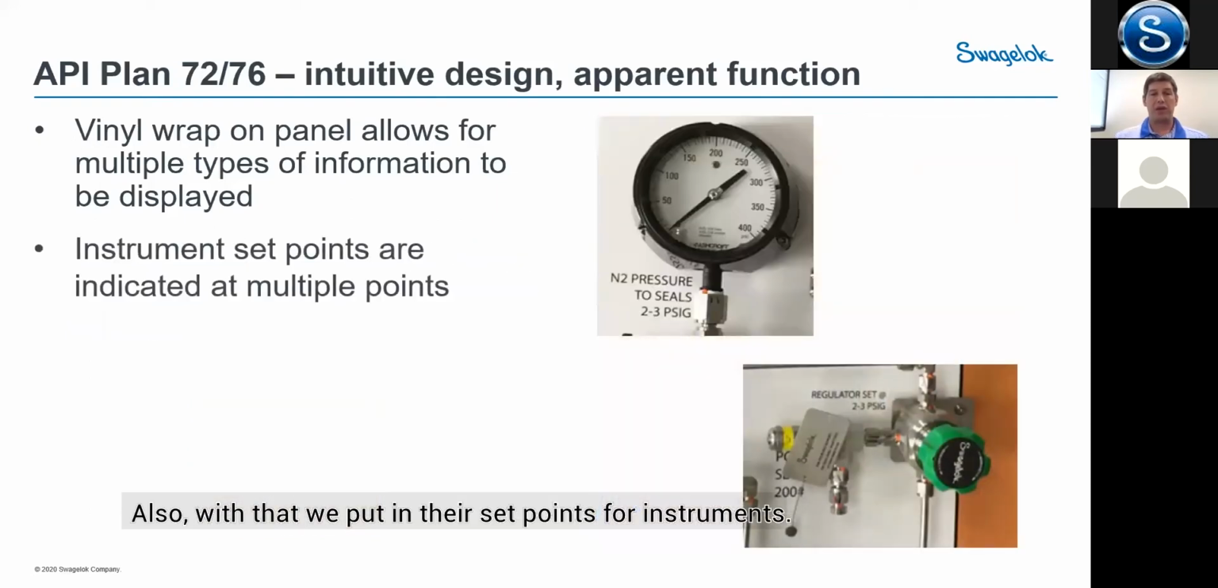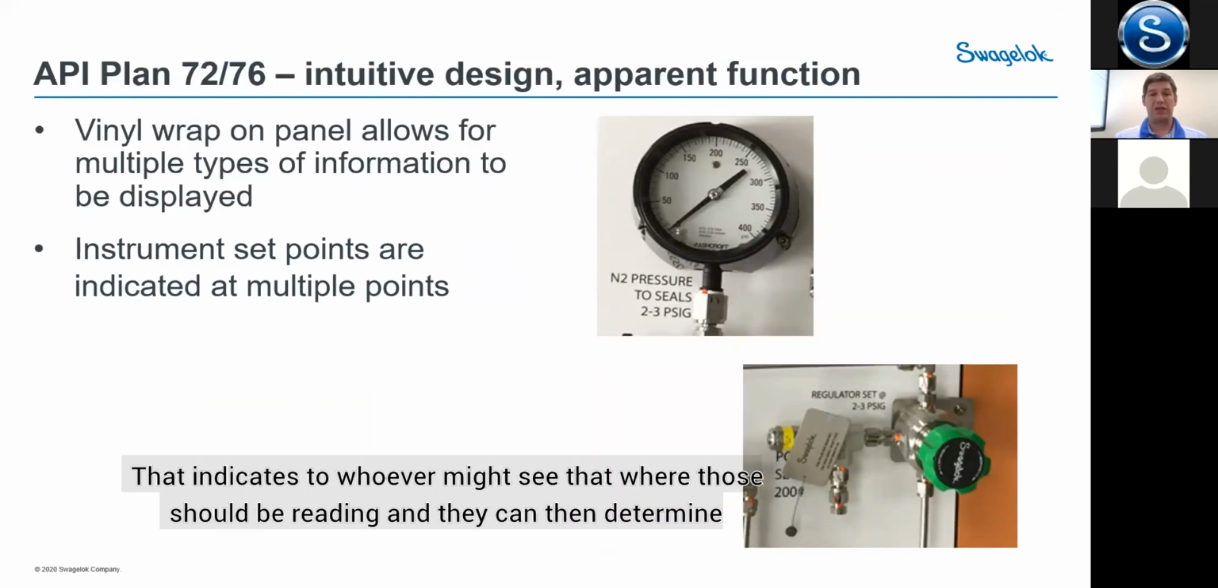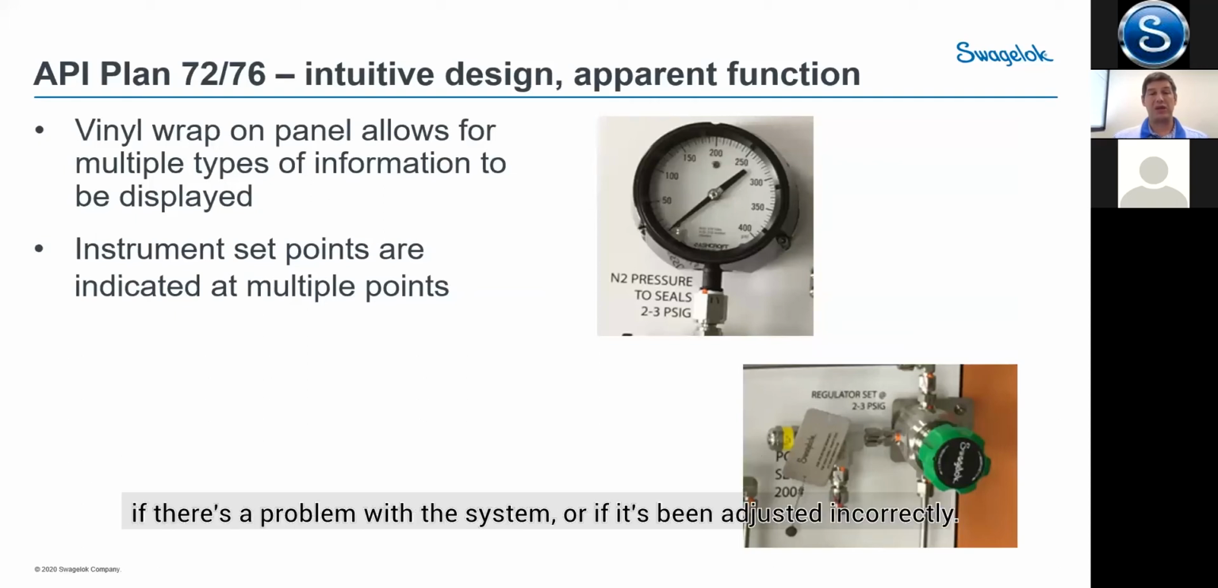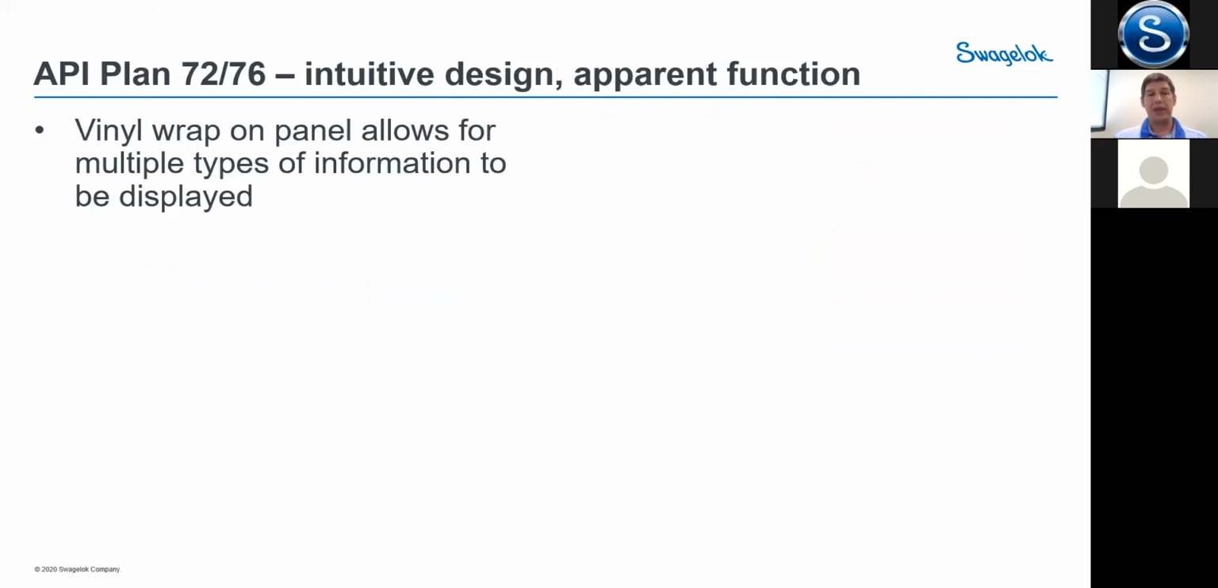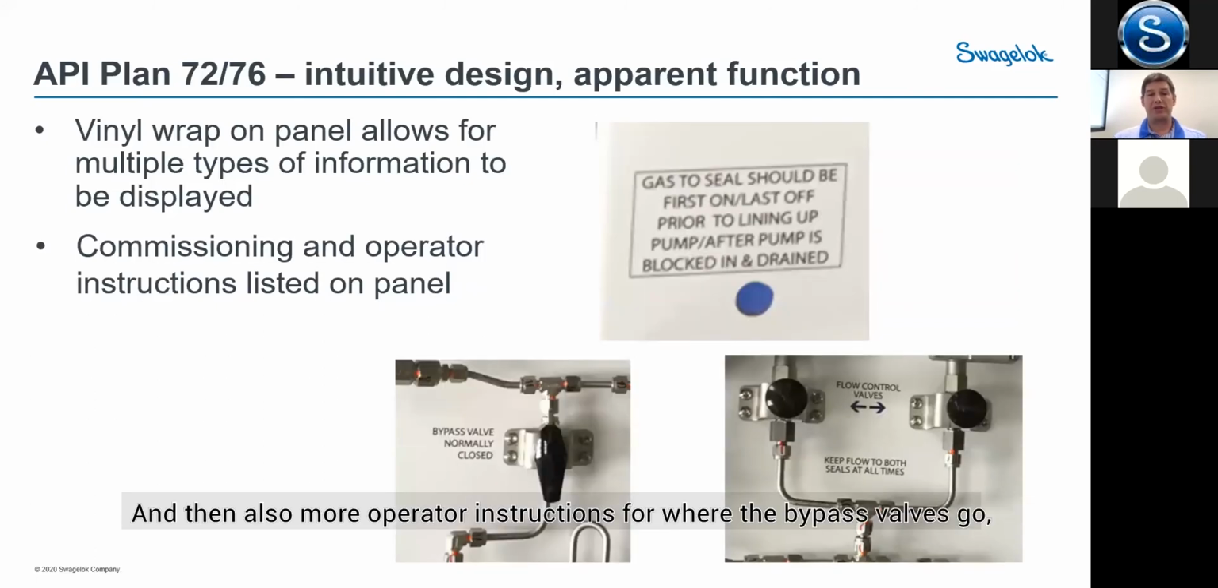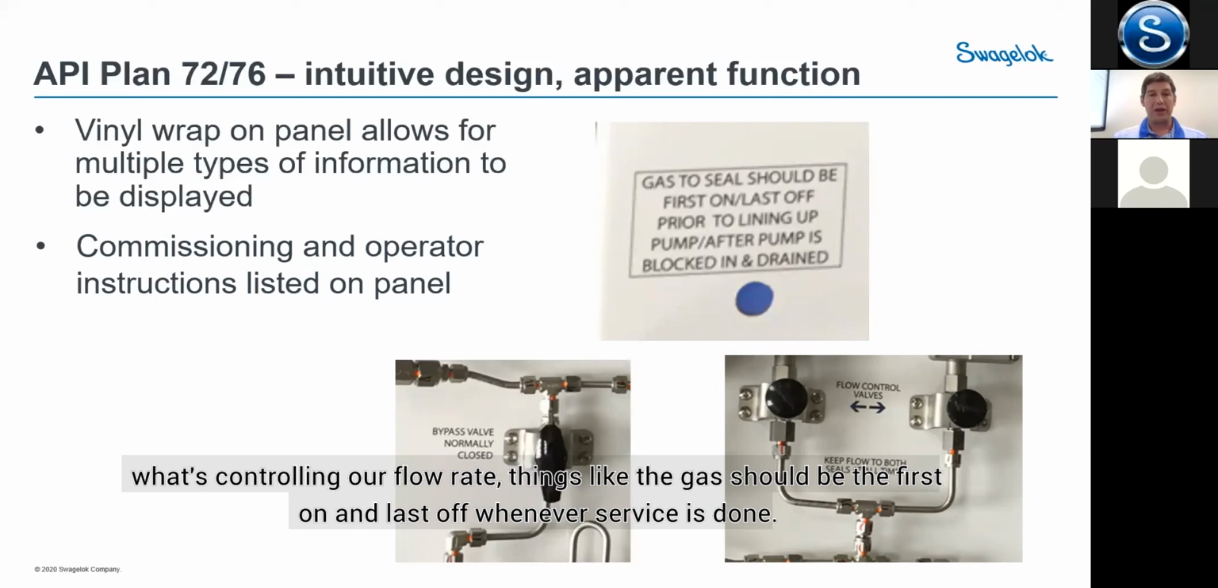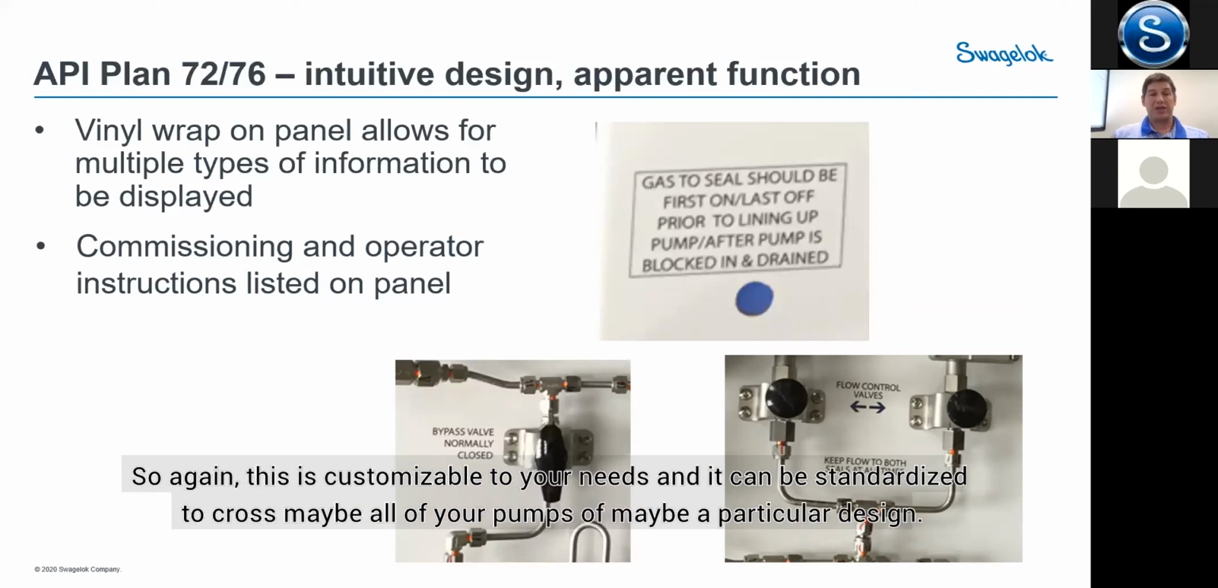Also, with that, we put in there set points for instruments. So that labeling indicates to whoever might see that where those should be reading, and they can then determine if there's a problem with the system or if it's been adjusted incorrectly. And then also more operator instructions for where the bypass valves go, what's for controlling our flow rate, things like the gas should be the first on and last off whenever service is done. So again, this is customizable to your needs, and it can be standardized across maybe all of your pumps of a particular design.